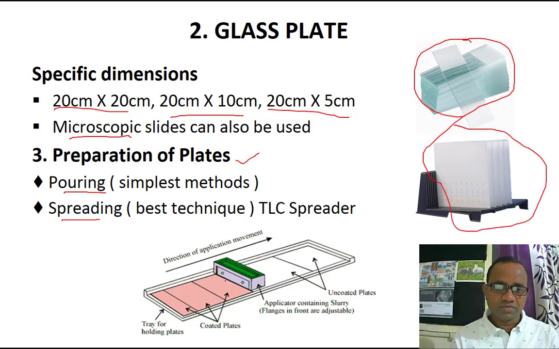So onto the glass plate, this is what is called the spreader. This is the area where we fill the silica gel, and then move the spreader slowly in the forward direction like this. The silica gel will form a thin layer. So a thin layer can be produced with the help of an instrument called the spreader. The spreader helps in creating a very uniform thin layer of silica gel.